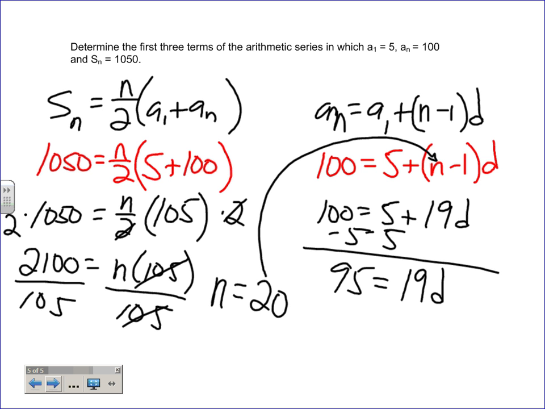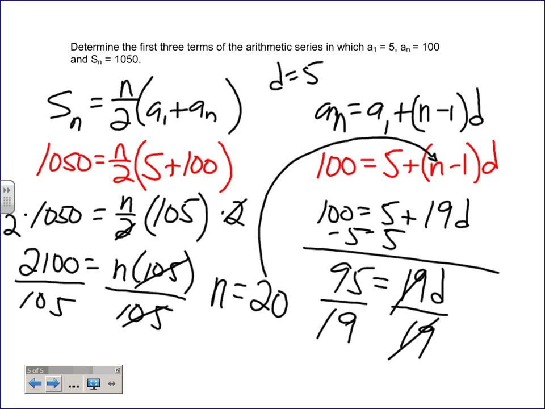You might be a little worried at this point, thinking, wow, d's not going to be a very nice number. It actually works out better than you would think. When you see 95 and 19, you don't think it's going to be that good, but divided by 19, d is 5. All right, so what's the answer to this question? I got n being 20, I got d being 5.